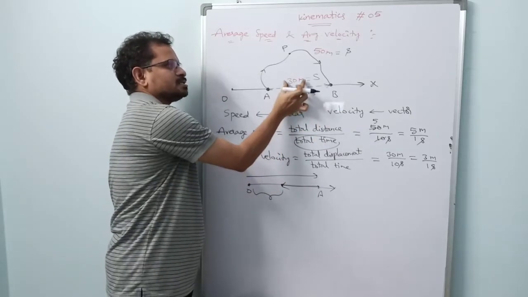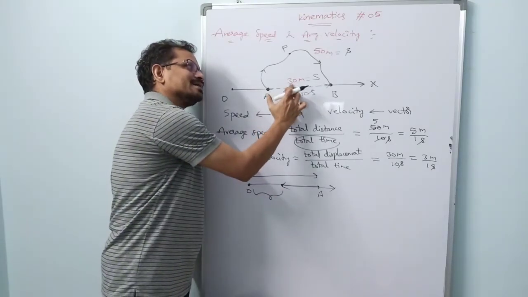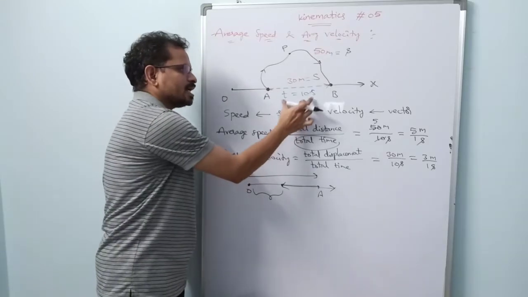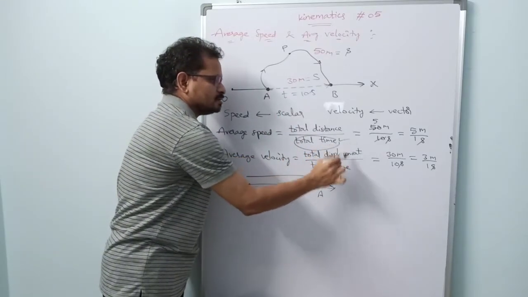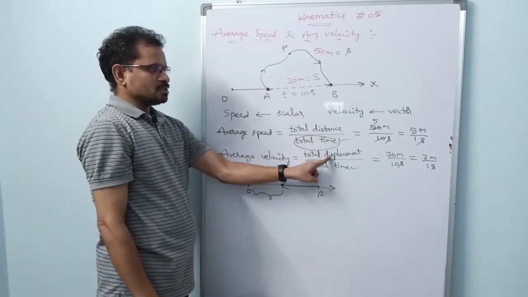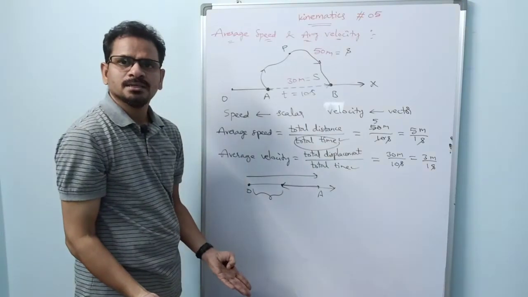So what is the distance? 30 meters. What is time? 10 seconds. What is distance here? 30 meters only. What is displacement? The same 30 meters only. What is time? 10 seconds. So time is the same here, no? Then total distance is also the same here. So this fraction and this fraction, both of them are the same.